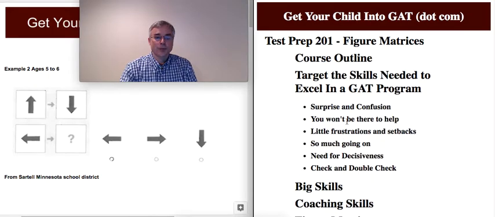If you do test prep properly, targeting the skills of the test is equivalent to targeting the skills needed to excel in a GATE program. In fact, spending a few months on cognitive skills work is a great way to increase academic skills. They are, after all, almost one and the same.